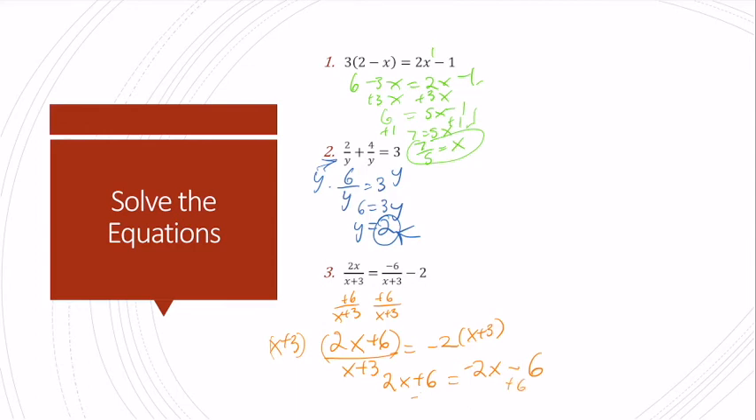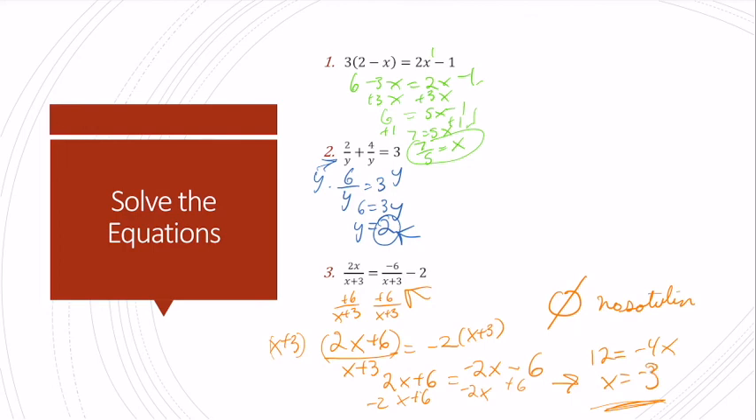I'm going to go ahead and add 6 to both sides. I'm going to subtract 2x from both sides. That's going to give me 12 equals negative 4x, so I get x equals negative 3. Can that be a solution? No, if I plug in x equals negative 3, I'd have to divide by 0. So this is a contradiction. There's no solutions, right? My only solution would cause me to divide by 0.